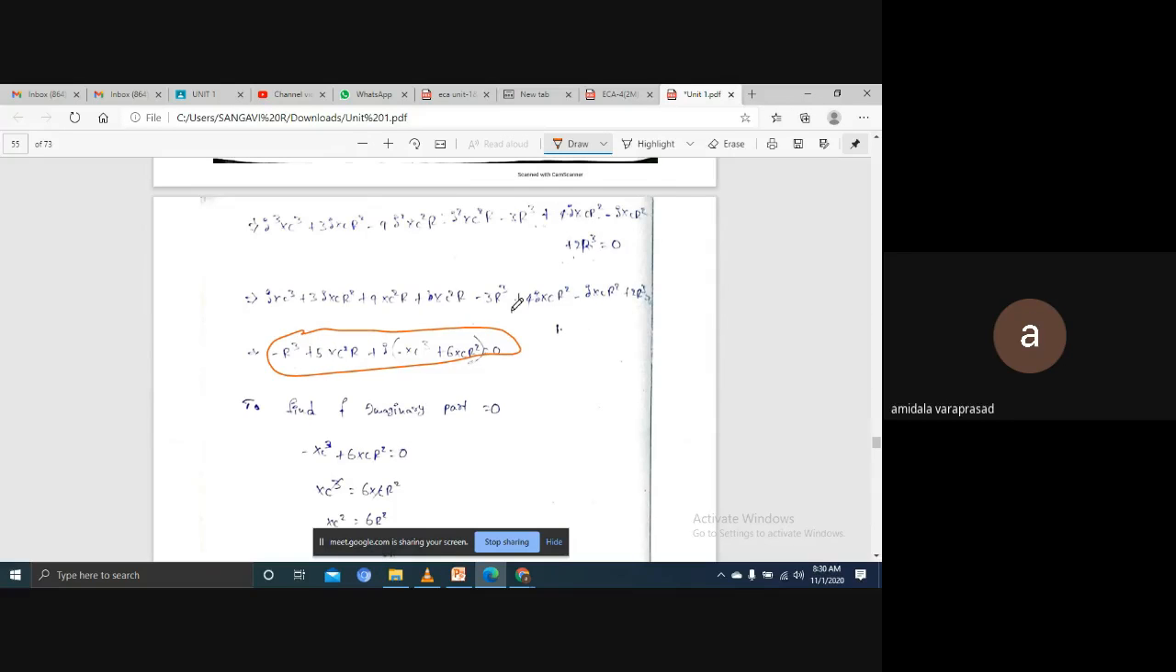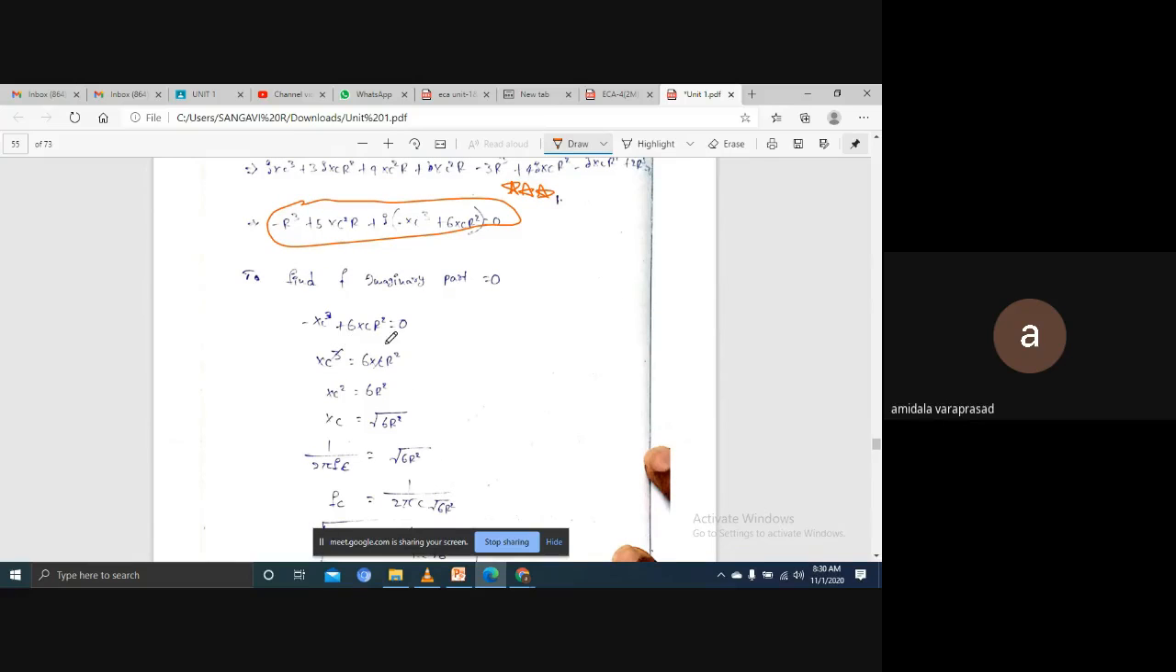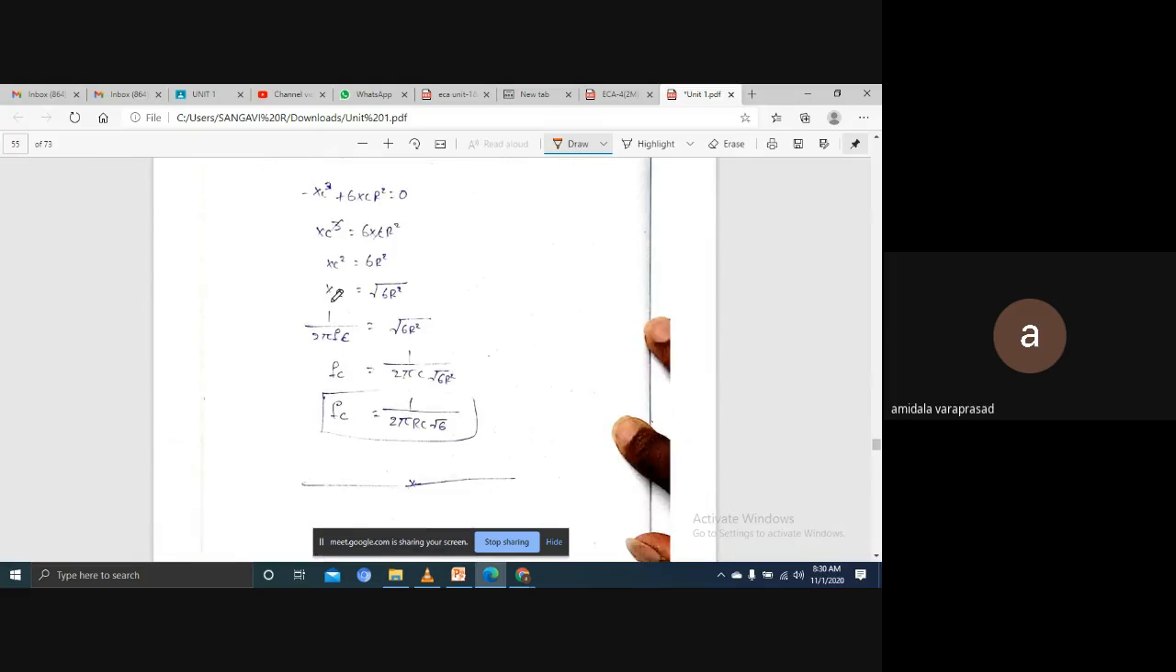If they ask you for 5 marks, you can remember this one. To find fc for the oscillator, set the imaginary part equal to 0, then minus Xc plus 6 into Xc R square. From this, Xc equals root of 6 R square, so we get fc equals 1 by 2 pi fc into root 6 R square.